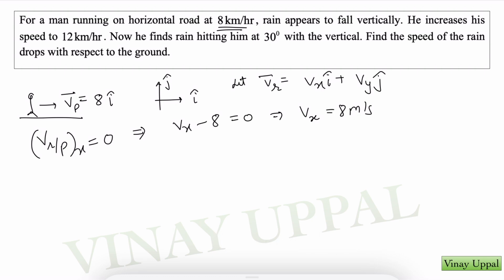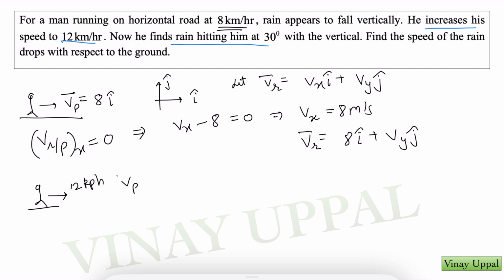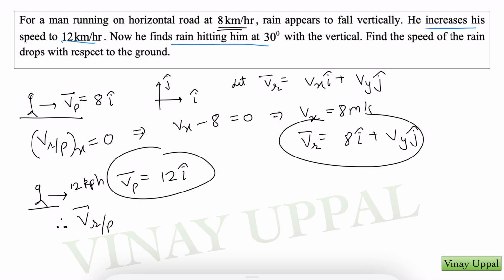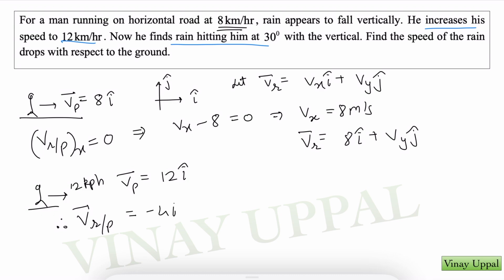Now the next information that is given to us is, when he increases his speed to 12 kph, he finds the rain hitting him at 30 degrees. Alright, because I have gotten Vx is 8, can I write velocity of rain is simply 8 i cap plus Vy j cap. We are still to find Vy. So now the person is running at 12 kph. So velocity of the person now is 12 i cap, and therefore velocity of rain with respect to person, I'll just subtract these two vectors. So I'll get minus 4 i cap plus Vy j cap.